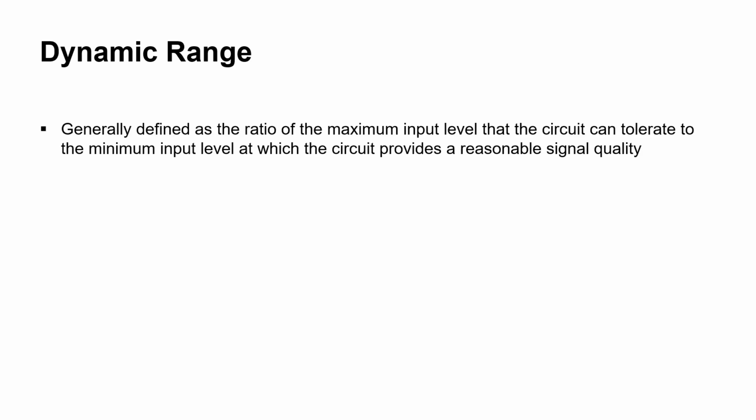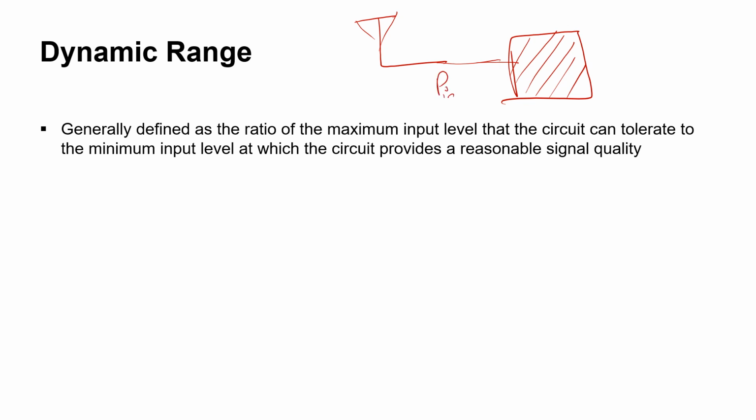So dynamic range, generally defined as the ratio of maximum input level that the circuit can tolerate to the minimum input level at which the circuit provides a reasonable signal quality. For example, if I have a receiver, just put it in a black box, and an antenna. Whatever signal I receive here, just consider it as P in minimum, the signal that can give me enough output that is detectable by whatever is coming after this receiver.